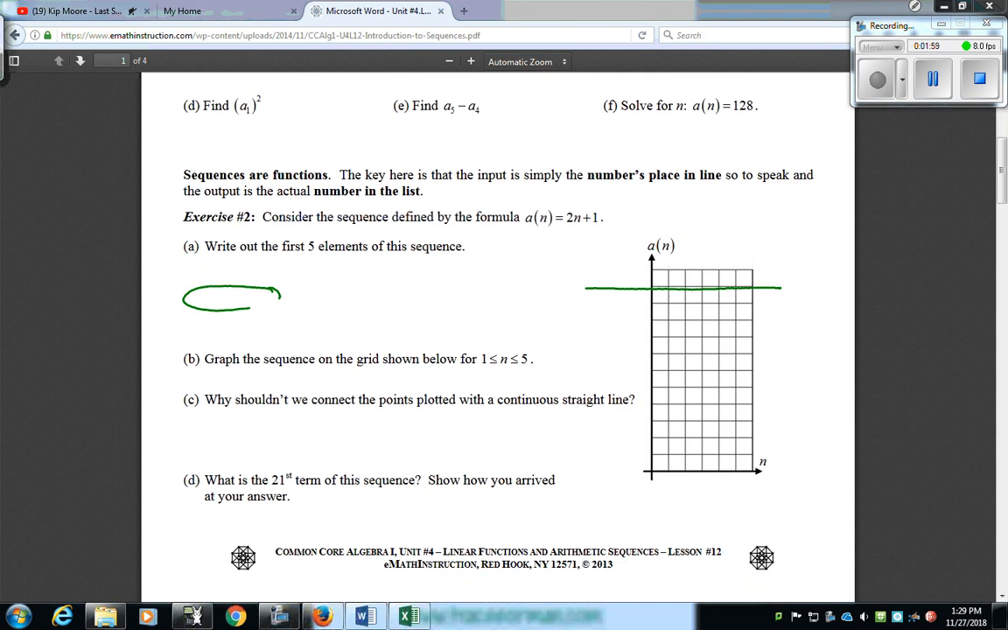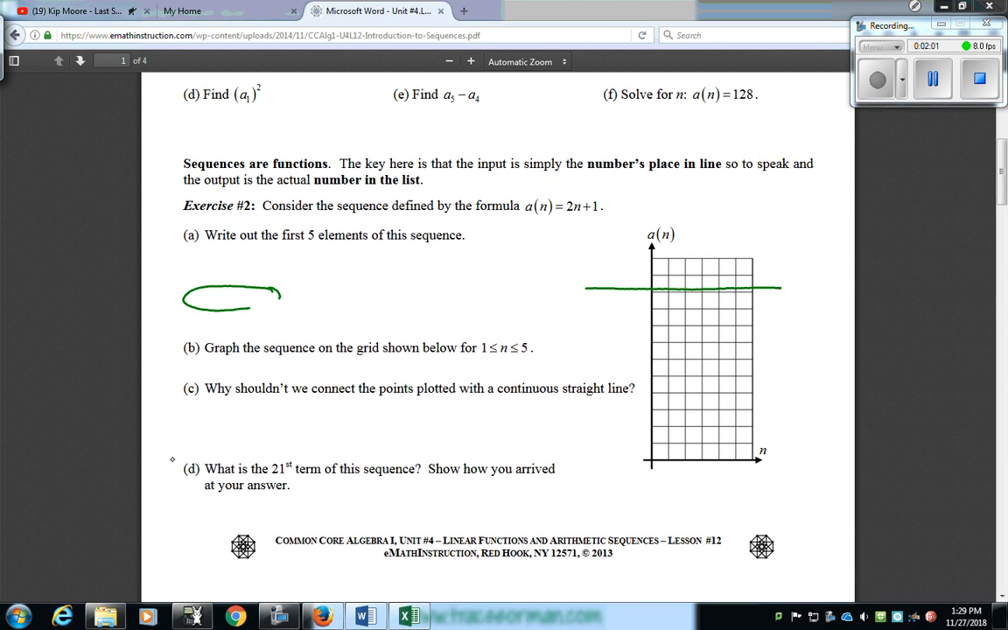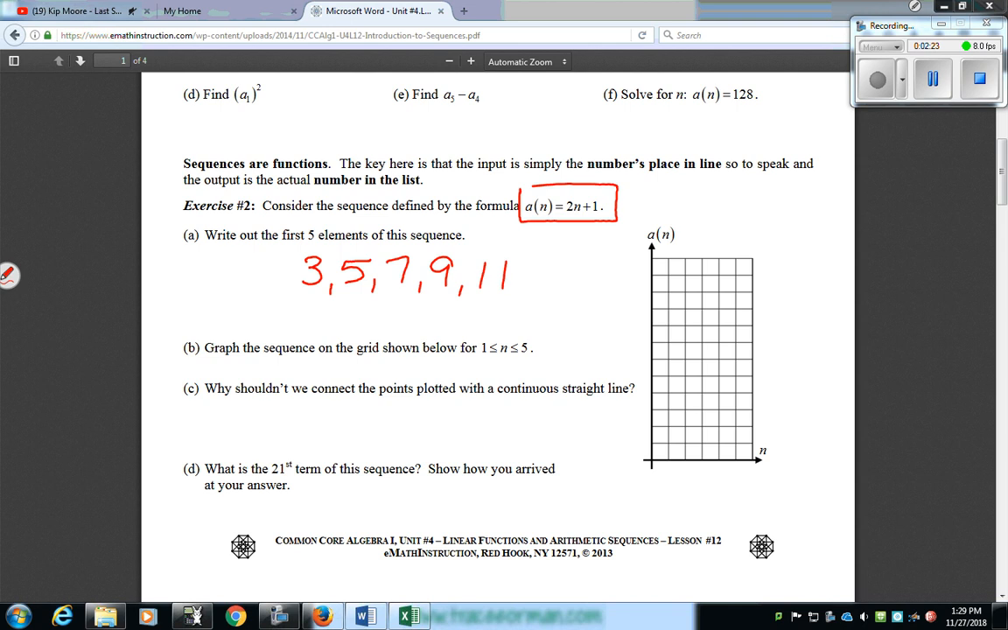They are functions. So if you look at a sequence, one key thing to notice is that not every value is going to be part of a sequence. They give us this rule, this formula, 2n plus 1. So the first 5 elements would be these numbers. They would be 3, 5, 7, 9, and 11. That would be your first term up to fifth term.